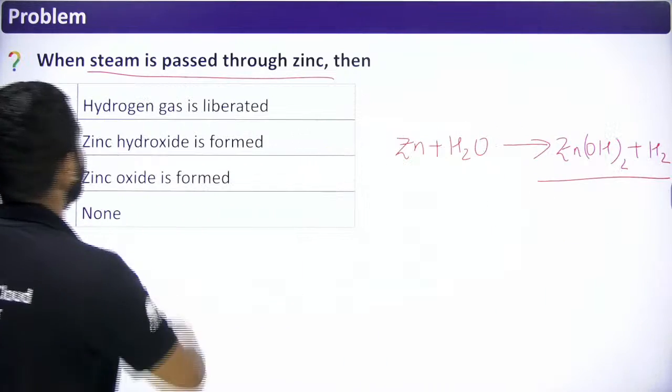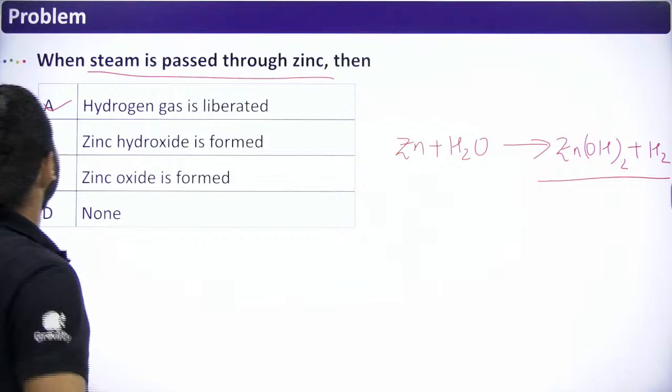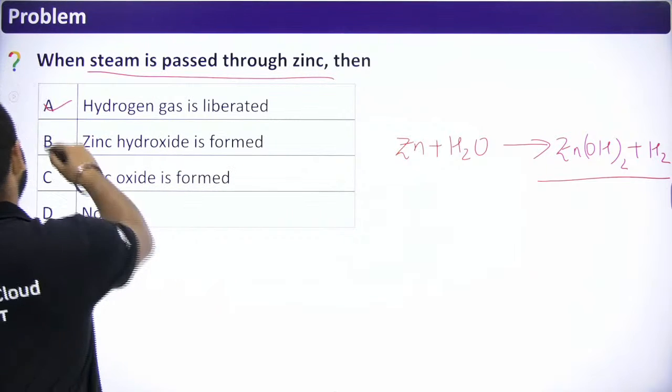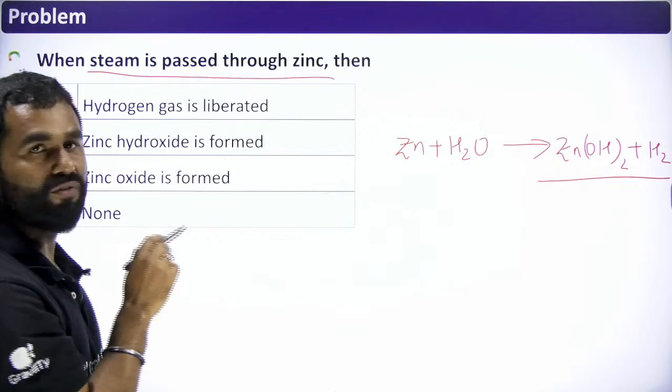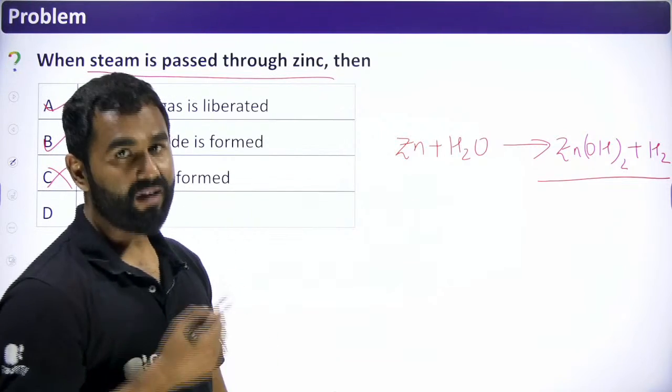So the options are what? Hydrogen gas is released? Yes. Zinc hydroxide is formed? Yes. And zinc oxide is formed? No. Metals react with water to form metal hydroxide along with hydrogen gas.